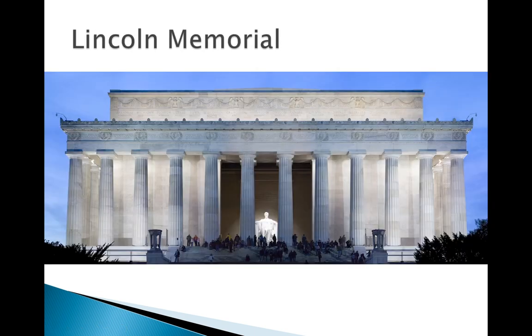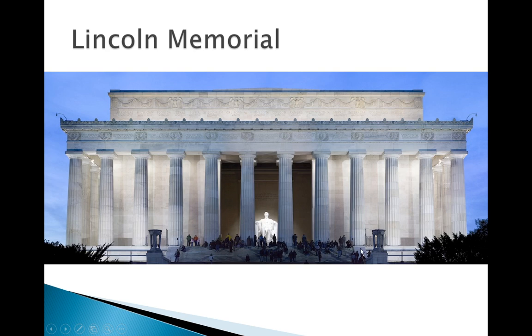As an example, let's go ahead and take the Lincoln Memorial, something most of you are probably familiar with. Hopefully you're familiar with President Abraham Lincoln, who served as president during the Civil War and is most well known for winning the Civil War, for preventing the country from being divided into the North and the South.